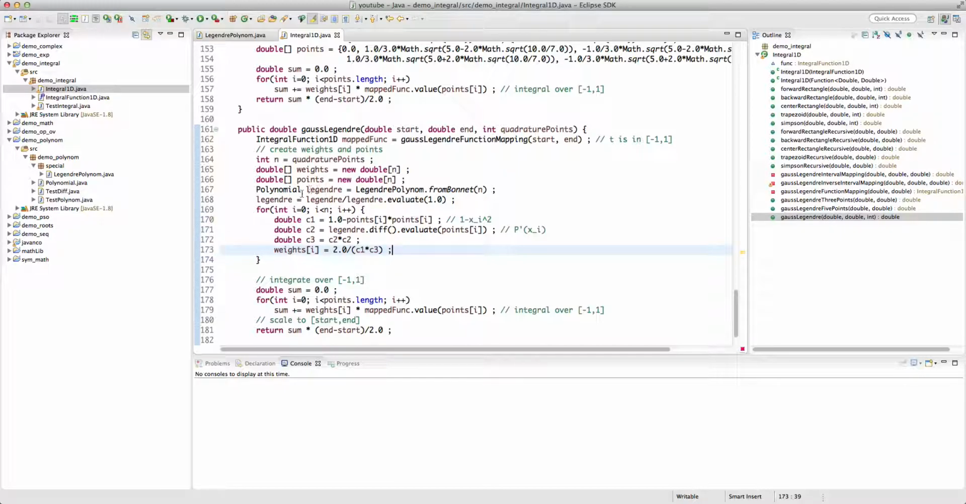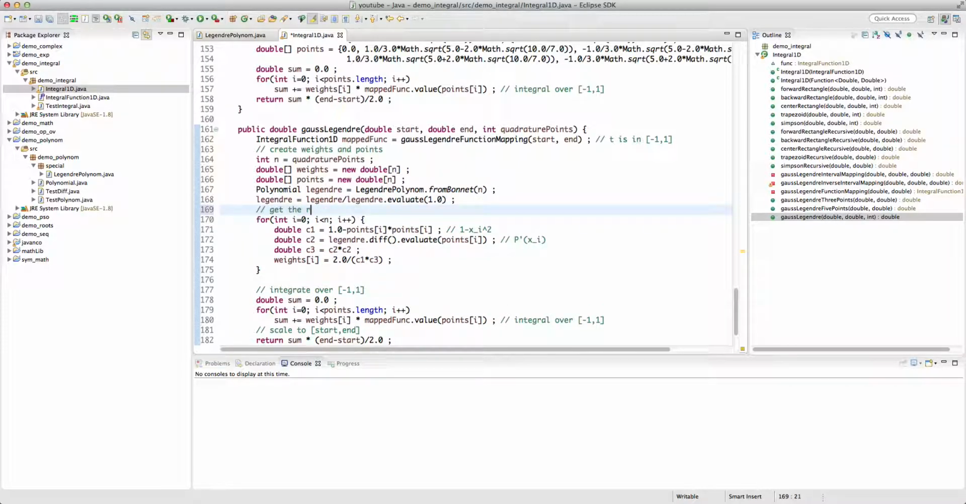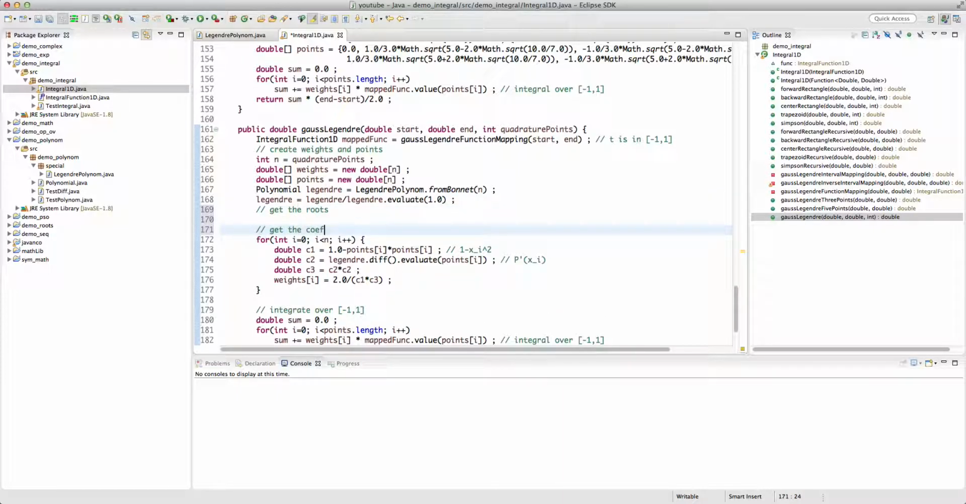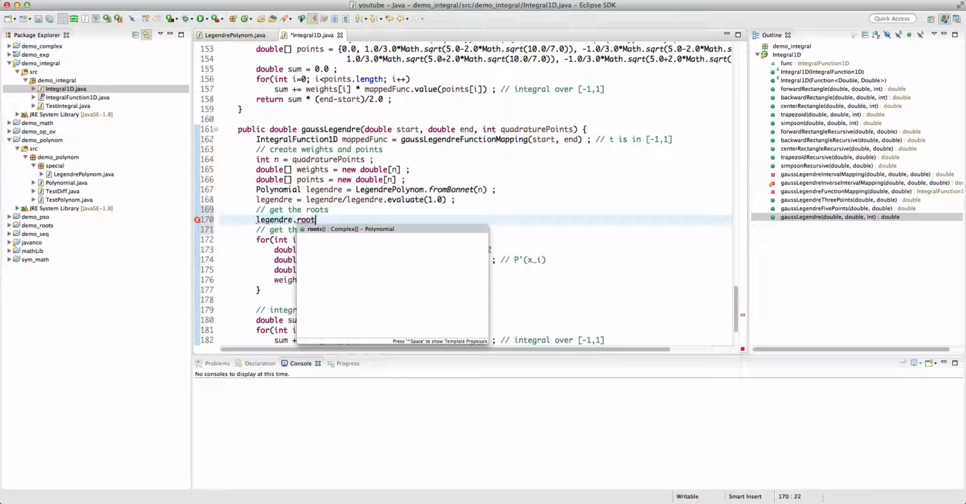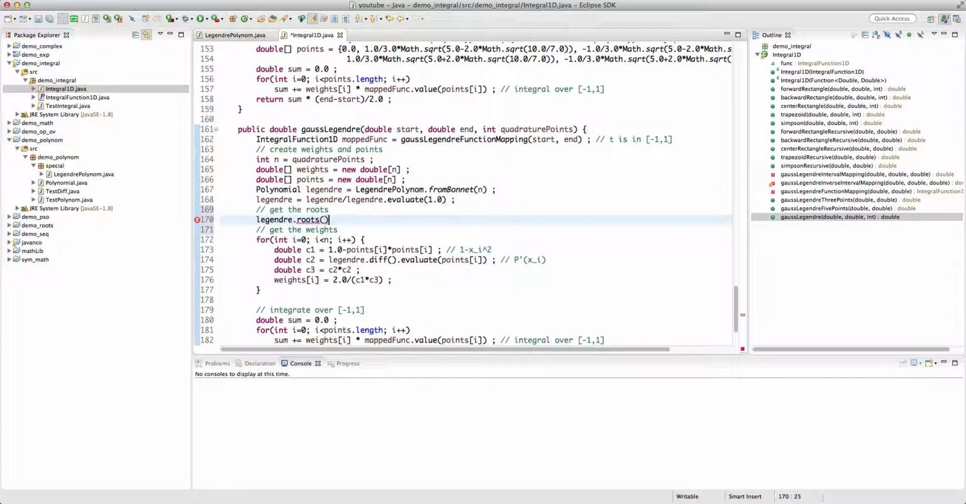But now what we need to do, we need to get the roots first. So normalize it, get the roots, get the weights. So how do we do that? We call the Legendre dot roots, right? Now this is absolutely not the most efficient way of getting the points. There are other algorithms that are better in terms of approximating the quadrature points and weights, but here I'm just calling it and finding the roots. And this roots method, if you recall, this returns a complex.